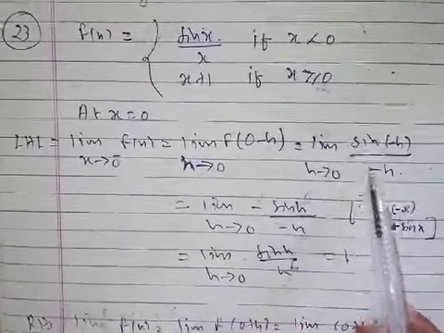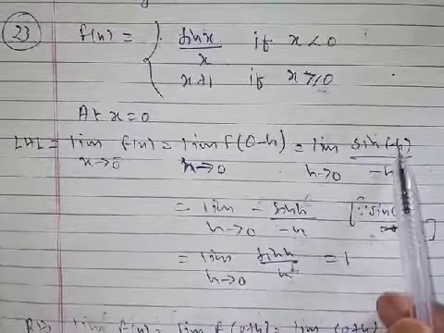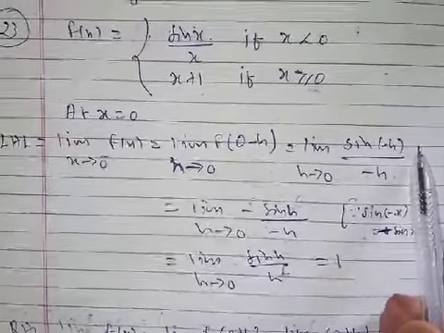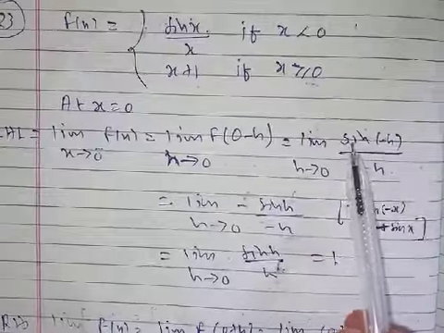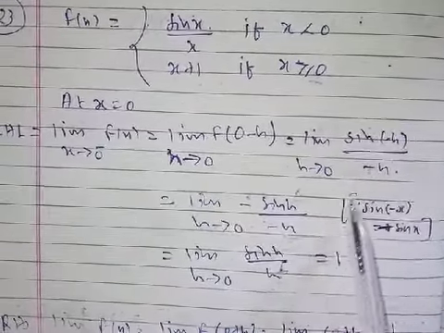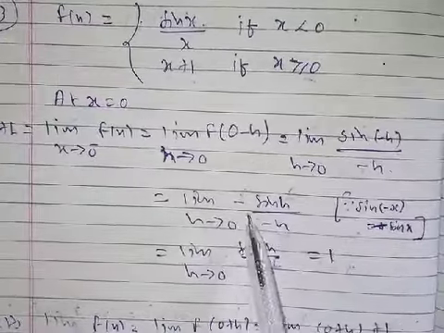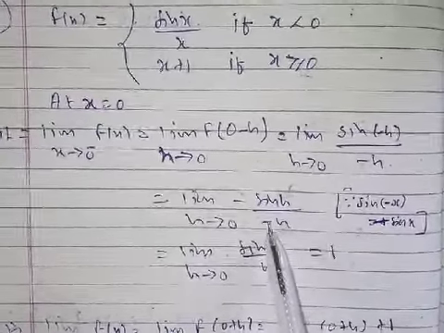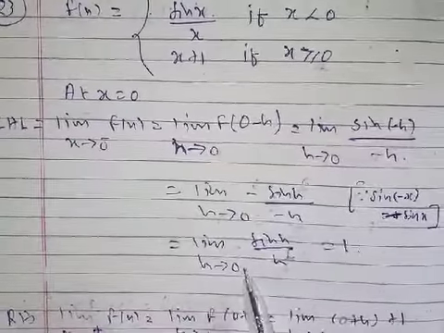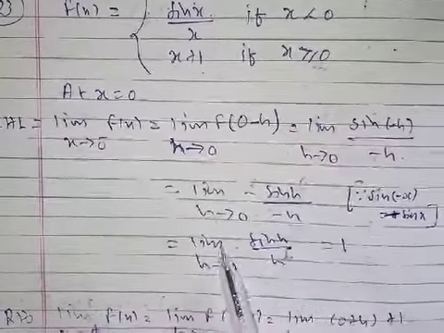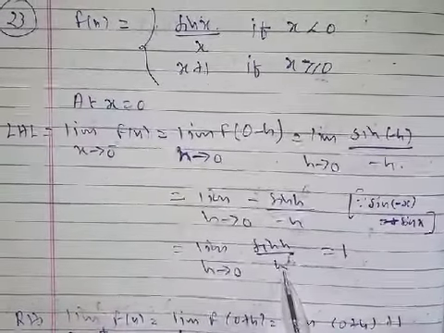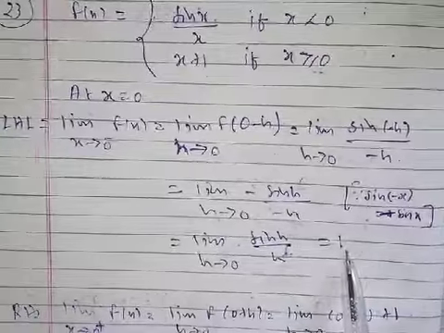So limit h tend to 0, sine minus h upon minus h. We know that sine minus theta is equal to minus sine theta. So it will be written as minus sine h upon minus h, is it? So minus minus will be cancelled. So limit h tend to 0, sine h upon h. What is the value of limit h tend to 0, sine h upon h? Yes, it is 1, is it?